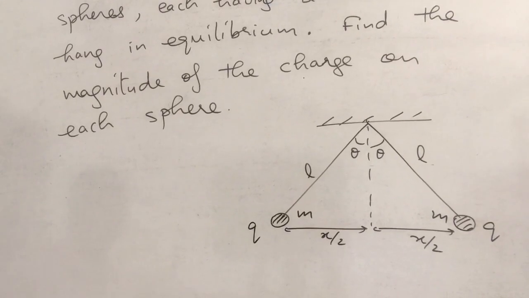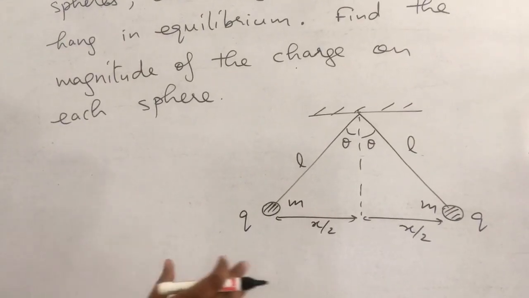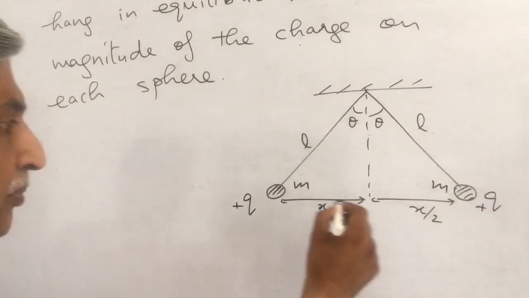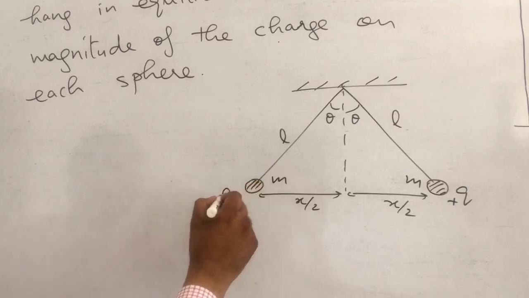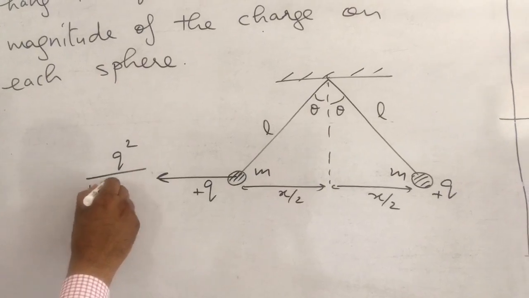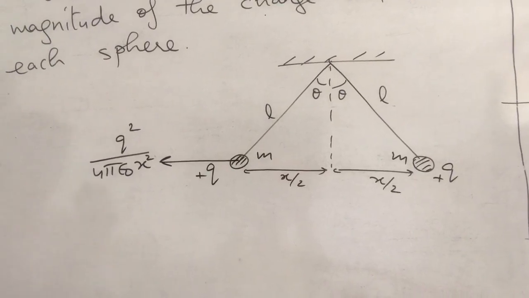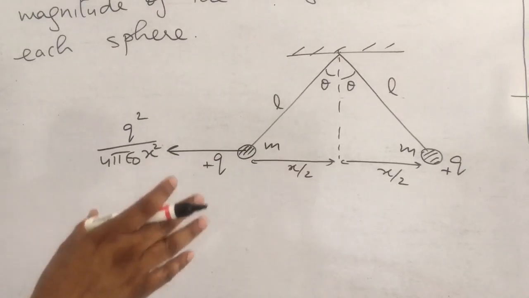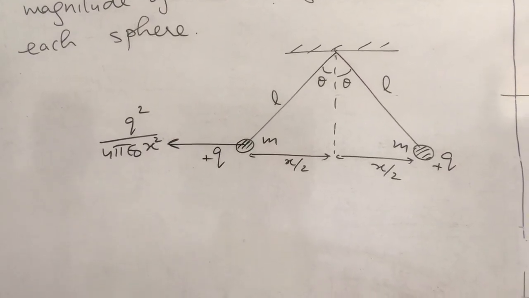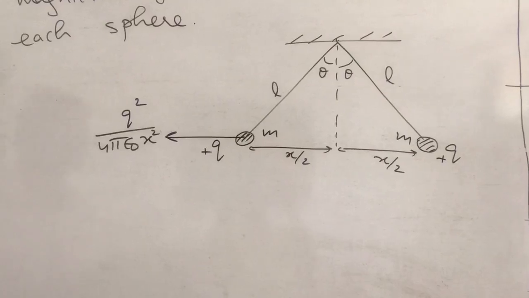When two charges are there, there is an electrostatic force called Coulomb's force. The Coulomb's force between the two charges separated by distance x, because the two charges here are positive, is a repulsive force. Now consider this mass m of charge q. Force on this is q square upon 4 pi epsilon naught x square. In the previous class I was taking kq square upon x square. Here I am considering it is in vacuum, so k is 1 upon 4 pi epsilon naught. It is a repulsive force, therefore on this charge it is towards left.